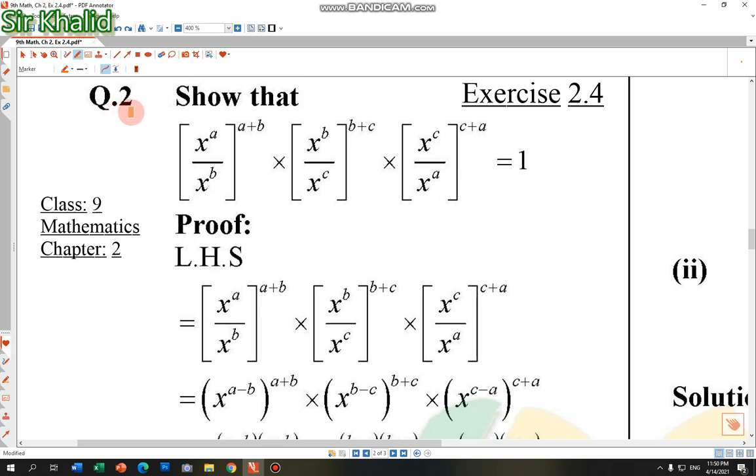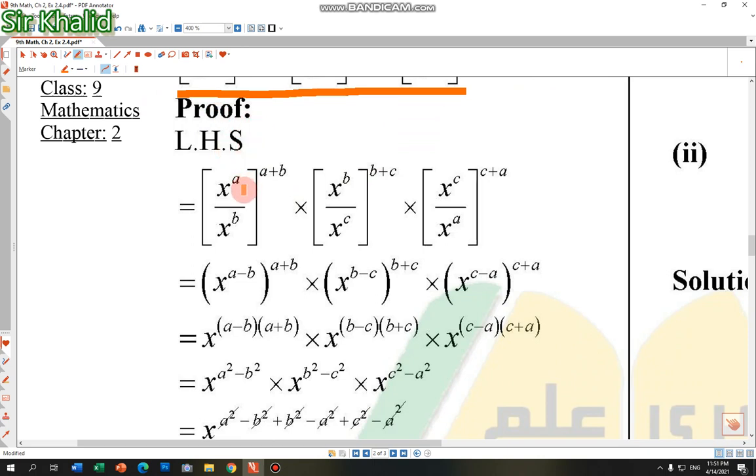Question number 2 of exercise 2.4: (xa over xb) to the power a plus b, multiplied by (xb over xc) to the power b plus c, multiplied by (xc over xa) to the power c plus a, is equal to 1. You have to show that by taking the left hand side, we have to prove that this left hand side is equal to 1. That we have to show.